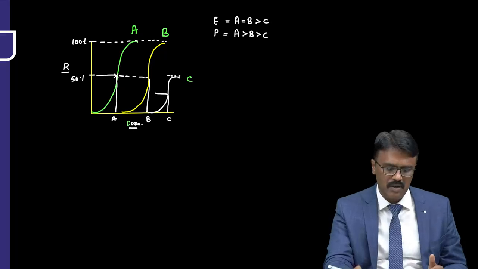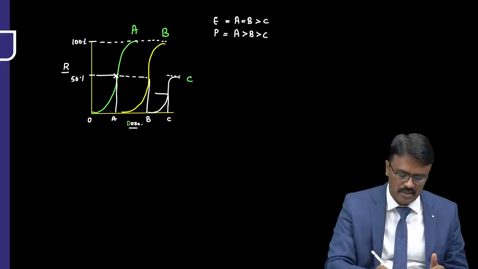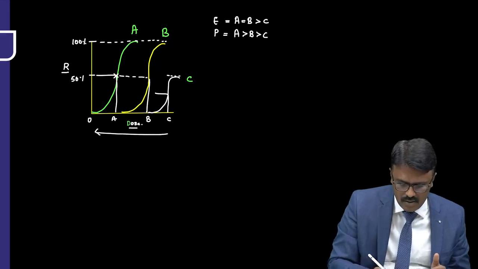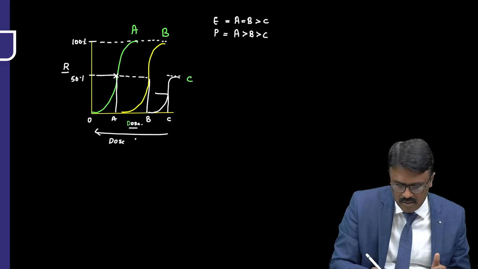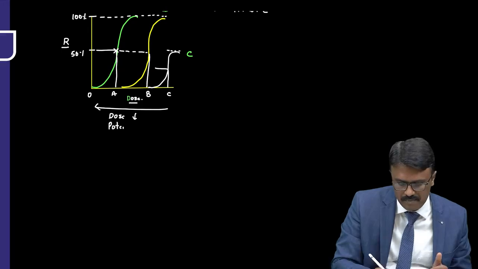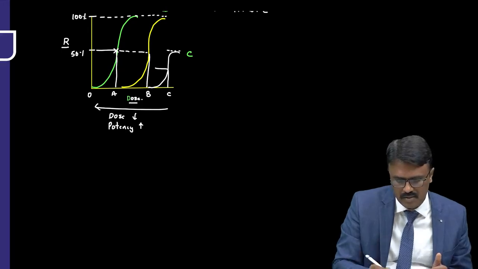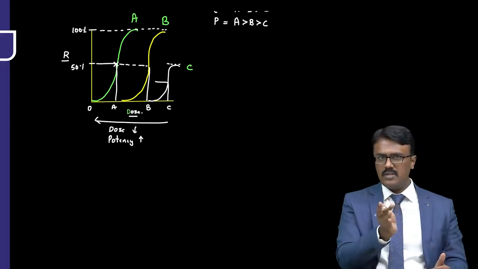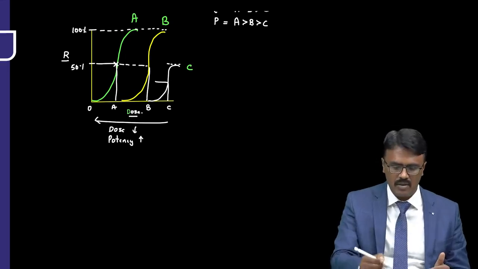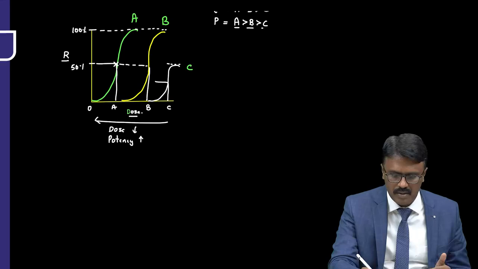Or simply remember, if the graph is moving this side, what happens? The dose is decreasing. What happens if the dose is decreasing? Potency is increasing. So the graph A is towards this side. So the dose is lesser, potency is more. So A is more potent than B than C.